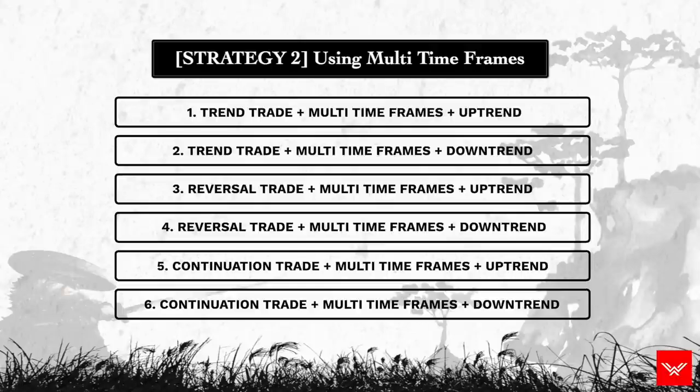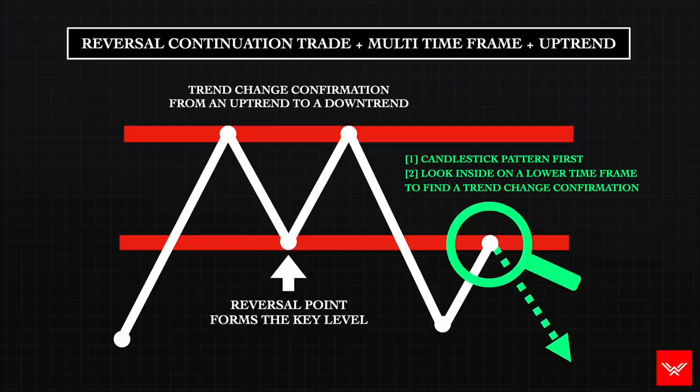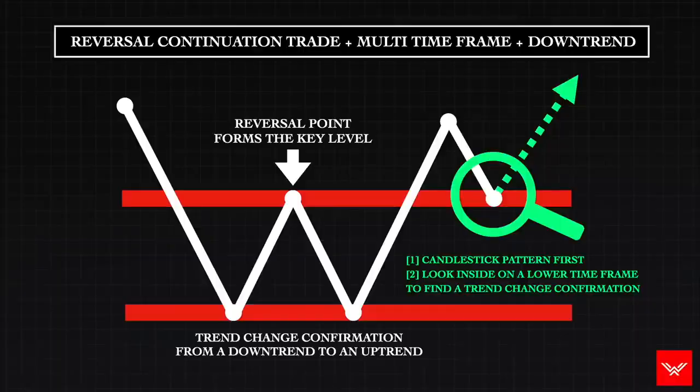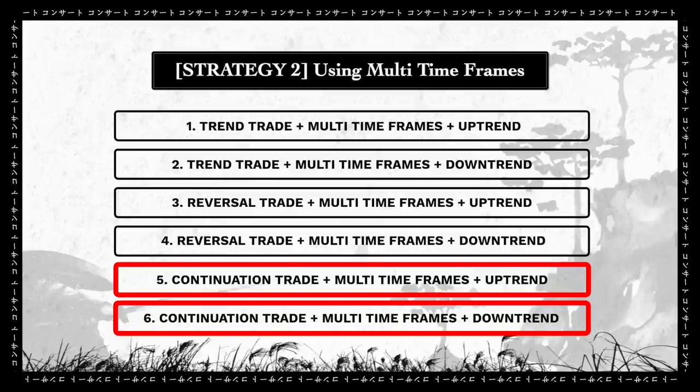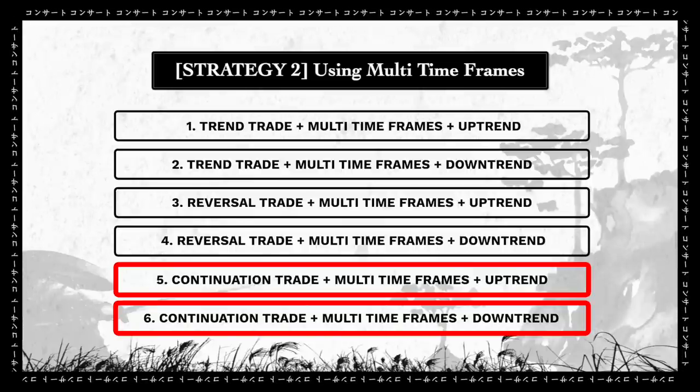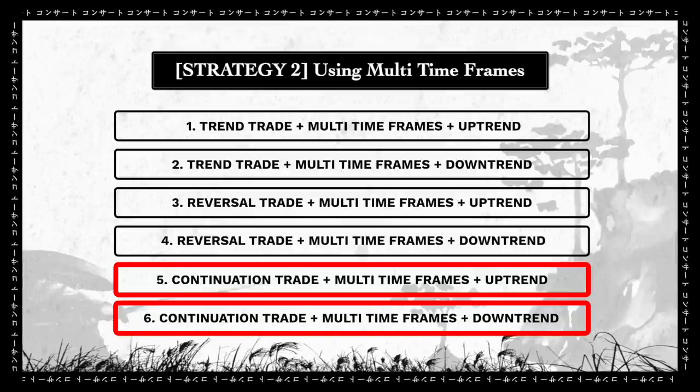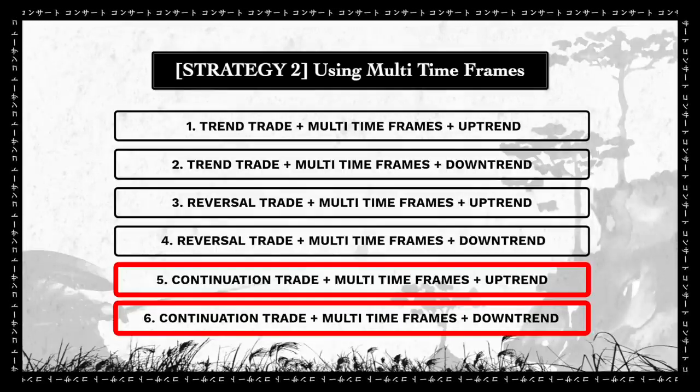So now, the final two types of entries. The reversal trade continuation entry in an uptrend using multi-time frames, and the reversal trade continuation entry in a downtrend using multi-time frames. These work the same as we previously showed you when using only one time frame, except now just apply the multi-time frame on top. We don't want to get too repetitive, so moving on to the next topic.